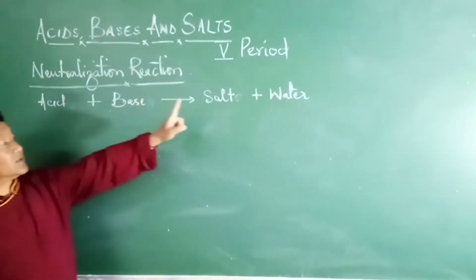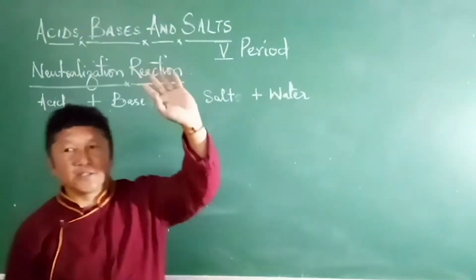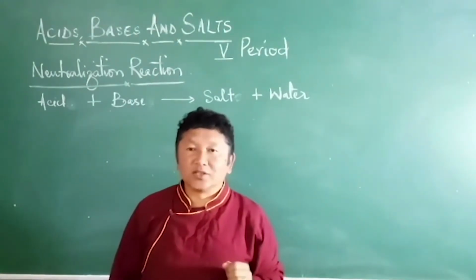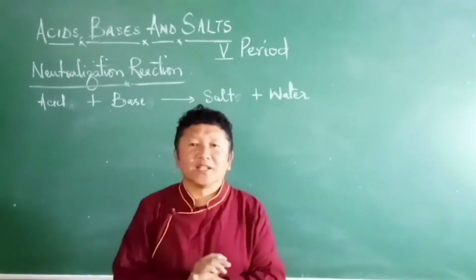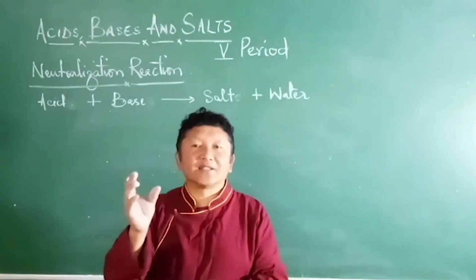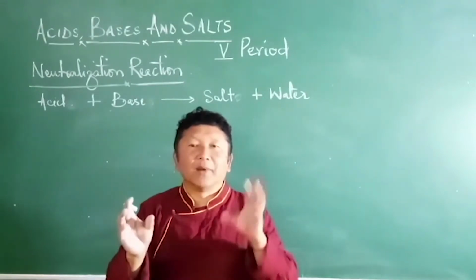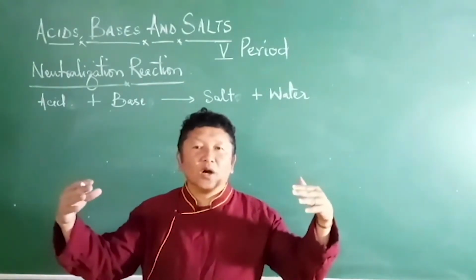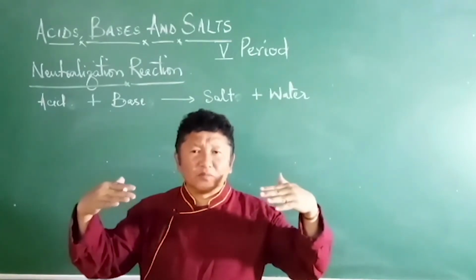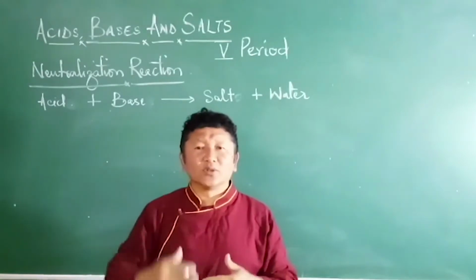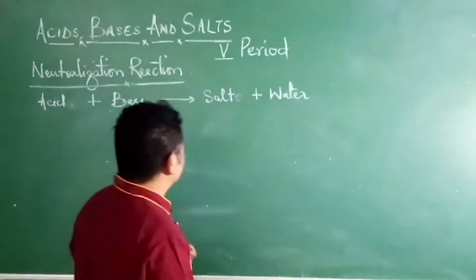Acid reacts with base to form salt and water. Such a reaction is called a neutralization reaction. Why is it called a neutralization reaction? Because the effect of acid is cancelled or nullified by the effect of base. Bases are going to neutralize the effect of acids, or acids are going to neutralize the effects of bases.